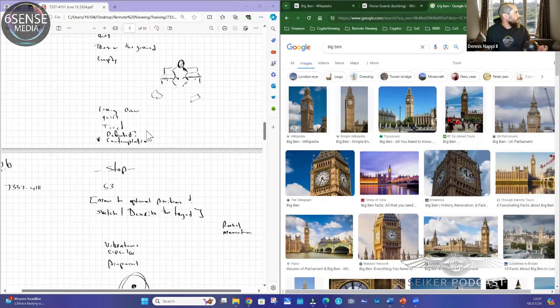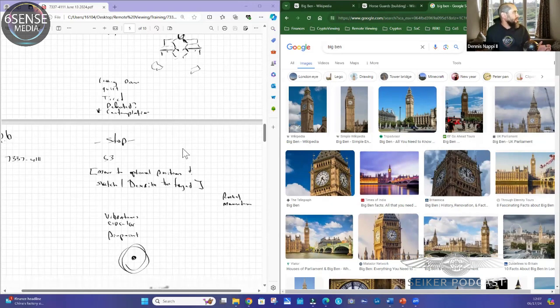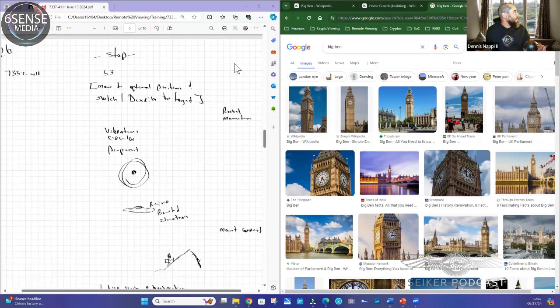This person is looking down, quiet, tired, defeated. They're in contemplation, and then moving to the optimal position to sketch and describe the target. I had this rocket, the word rocket, and I had the word momentum as an AOL.